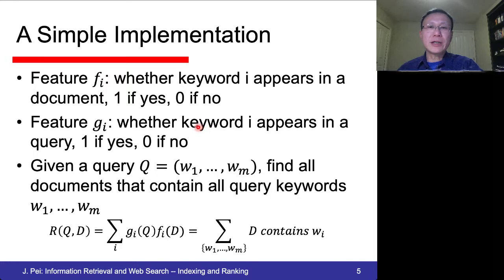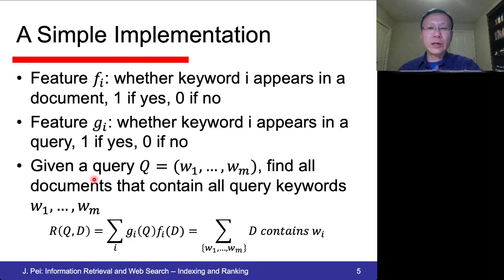A simple implementation of this document ranking function is the following. Let the feature fi be whether a keyword i appears in a document. If the keyword appears in the document, then it takes value 1, otherwise it takes value 0. Similarly, for feature gi, we define the feature to be whether keyword i appears in the query. If it appears in the query, then it takes value 1, otherwise it takes value 0.